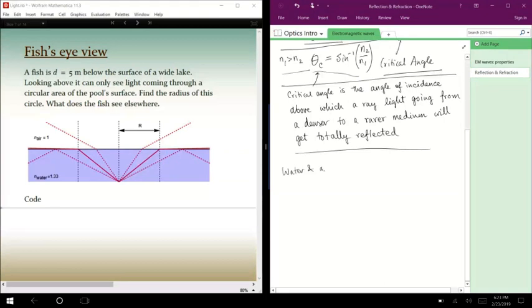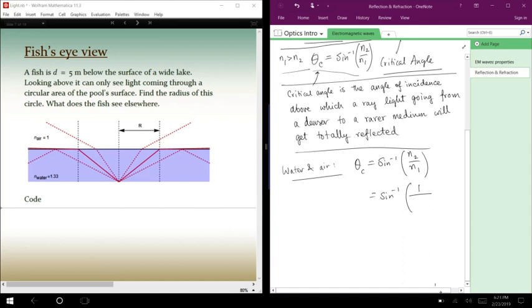So for water and air, we know that theta c has to be equal to sine inverse of n2 over n1, where n1 is the larger number. So sine inverse of n2, where n2 is n air, which is 1, divided by 1.33. And this is roughly equal to sine inverse of 0.75.